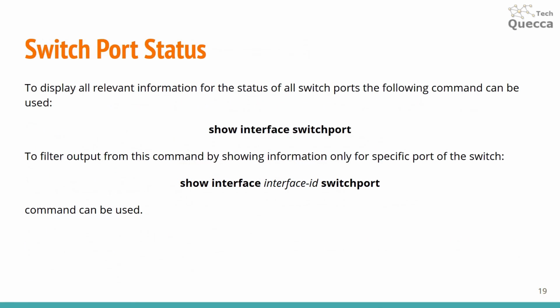And let's discuss some simple commands to show switch port status. To display all relevant information for the status of all switch ports, the command show interfaces switchport is used. To filter the output from this command by showing information only for a specific port of the switch, we can use the command show interfaces, then the interface ID, and then switchport. This is very simple and very useful.